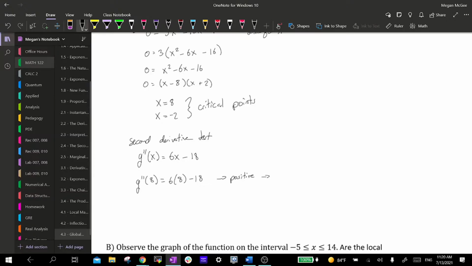Alright, which tells us we are concave up, which tells us we have a local minimum at x is equal to 8.